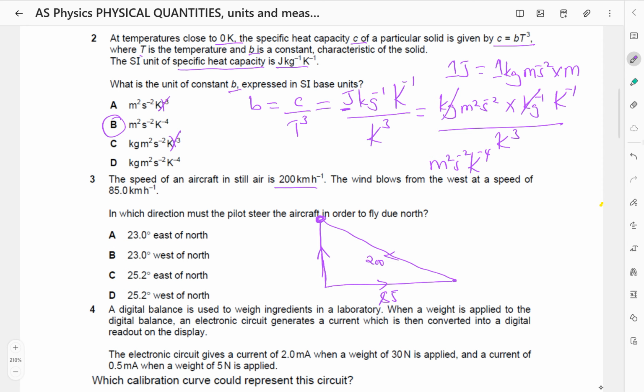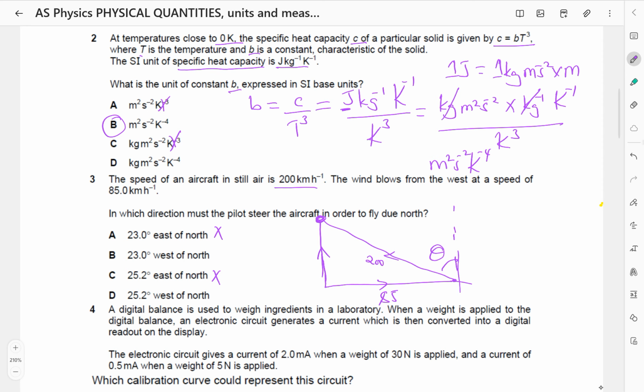Since all answers we have are east of north or west of north, it can't be east of north, because already we can see it is on the west. So this one, east, is wrong. Even this one, east of north, is wrong. So we remain with west of north and west of north. Since it is west of north, the angle is measured from the west. So that is the angle that we want.